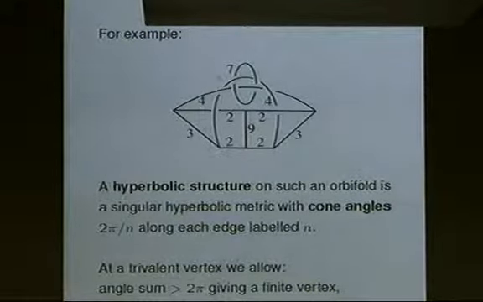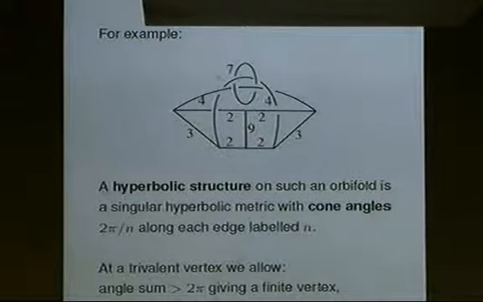Okay, so such a thing gives you an orbifold. Now, we're interested in hyperbolic structures on this orbifold. And roughly, one way to think about it is some kind of singular hyperbolic metric where you have cone points along the singular locus. So if you take one of the edges which is labelled n, a cross-section should be a hyperbolic disk with a cone point of 2 pi over n at the centre. Okay, so this is a picture for a hyperbolic structure on one of these orbifolds.